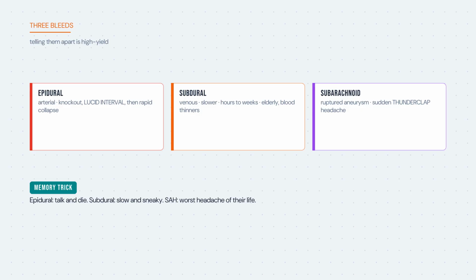A subdural bleed is venous, slower, and can show up hours to weeks later, especially in older adults and people on blood thinners. And a subarachnoid hemorrhage, often from a ruptured aneurysm, announces itself as a sudden thunderclap headache, the worst headache of their life.